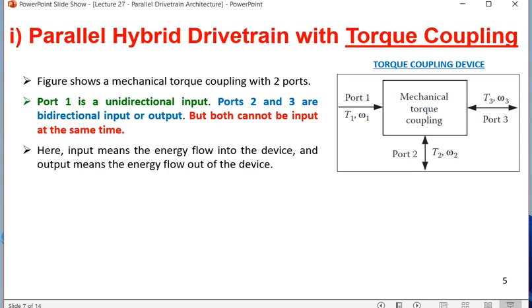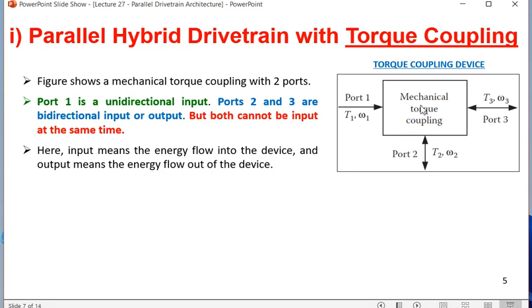First we are finding the torque coupling. In torque coupling, we are finding port 1. This port 1 is unidirectional, because of T1 and omega 1. Omega 1 is the output rotational speed of the engine. T1 is the rotational torque of the engine, that is the IC engine. That's why it is unidirectional, because no power goes back towards the engine. This is the mechanical torque coupling. I told you that parallel hybrid uses two types of coupling: one is torque coupling, one is speed coupling. So this is the first type, which is called a torque coupling device.